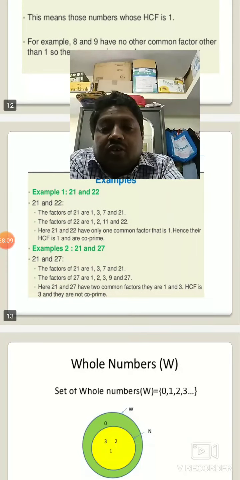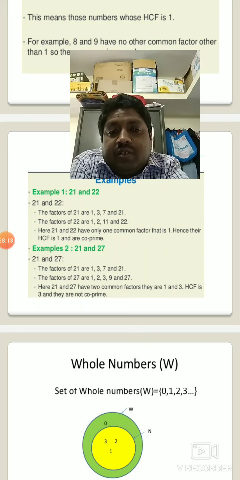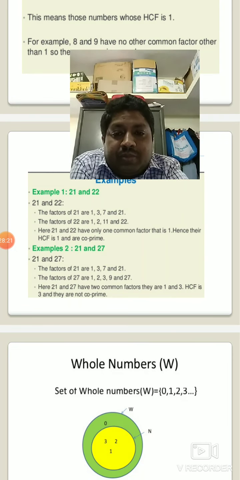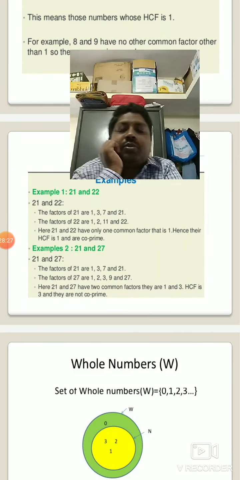How many are there? 21, 1 and 3, the HCF. So here we are not taking. So 3 is also there. It is not a co-prime, because co-prime has only 1 as common factor. Got it? So this is what about co-prime.